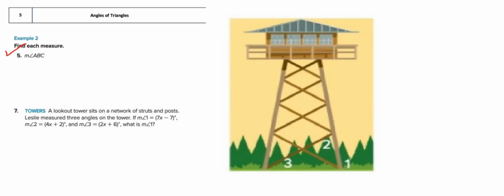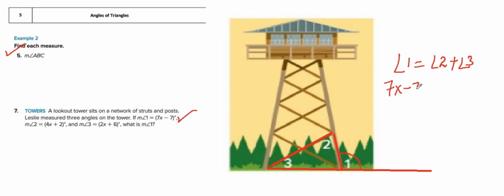So here, if you see, angle 1, 2, 3 are given. Which one is the exterior? If I produce this line, then angle 1 is exterior. So angle 1 will be equal to the sum of the opposite interior angles. So angle 1 will be equal to angle 2 plus angle 3. So now you can substitute the values. Angle 1 is given as 7x minus 7. So 7x minus 7 is equal to angle 2, which is 4x plus 2, and angle 3, which is 2x plus 6. So we will solve this and find the value of x.